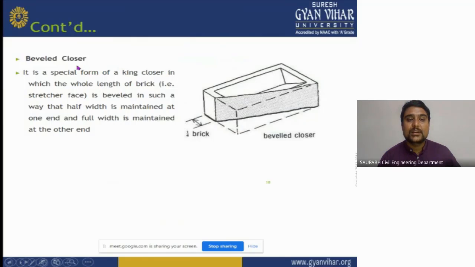Now beveled closure, we will see what is the beveled closure. It is a special form of the king closure in which the whole length of the brick is beveled in such a way that half width is maintained at one end, as you can see, and full width is maintained at the other end.